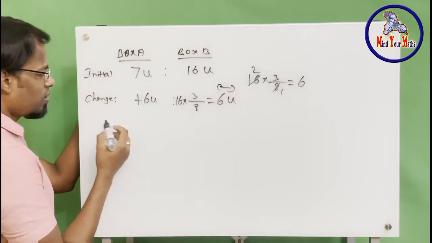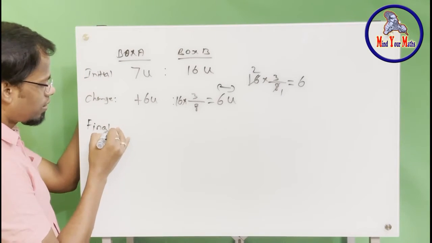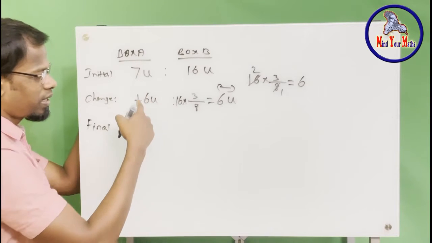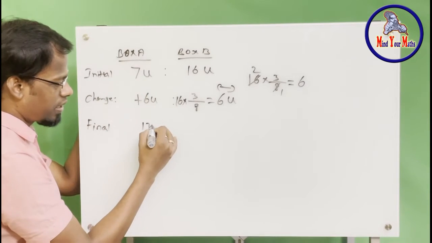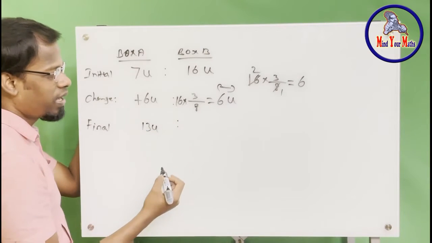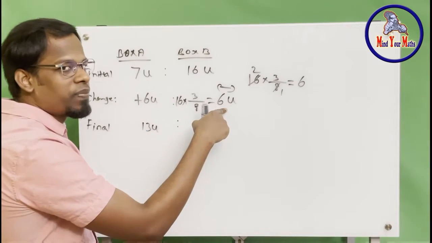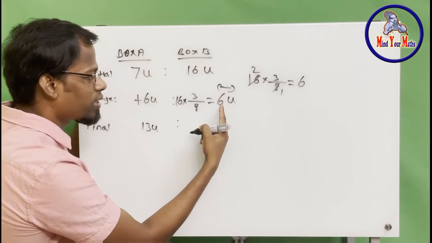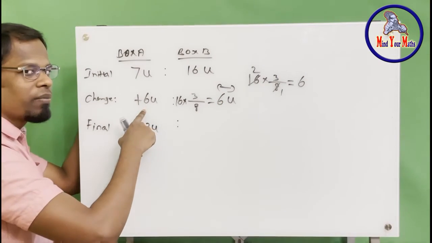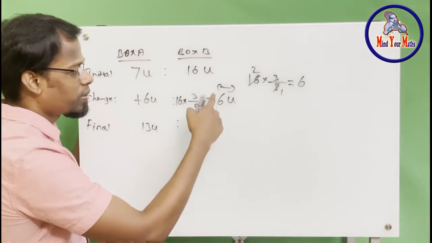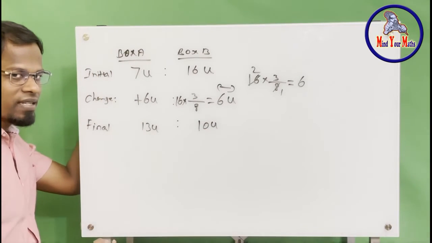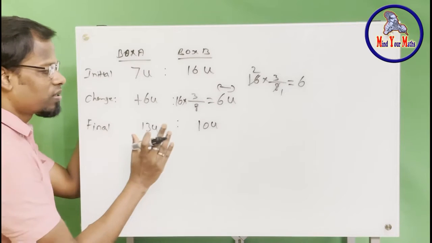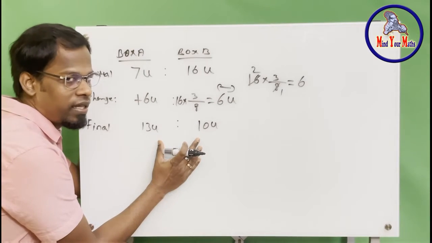Now what are the final units? This side, how many units will it be? 7 plus 6, it is 13 units. And then this side we are subtracting. From here we are taking 6 units and adding it to box A. So if you subtract this one, the final units will be 10 units. Got it? So far we have reached till here.